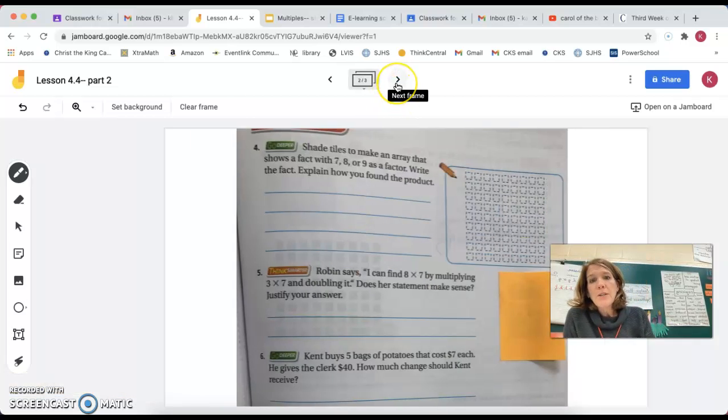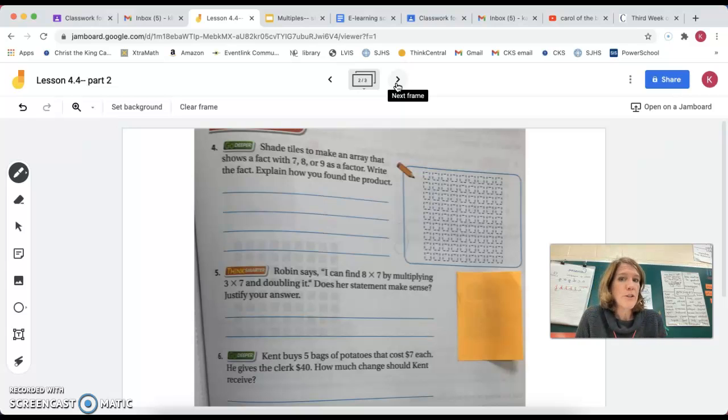All right, let's flip the page. Actually, number 4 you're going to do all on your own. It says shade tiles to make an array that shows a fact with 7, 8, or 9 as a factor. Okay, so this is 9 by 9. You don't have to use all of them, but you have to have at least 7, 8, or 9 either as your first factor or your second factor. And then you're going to explain how you found the product. Since that one's wide open, you all could choose different facts. So I'm going to leave that one alone and just check your work.